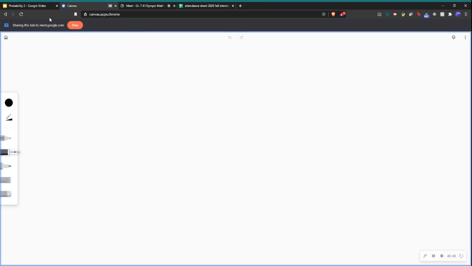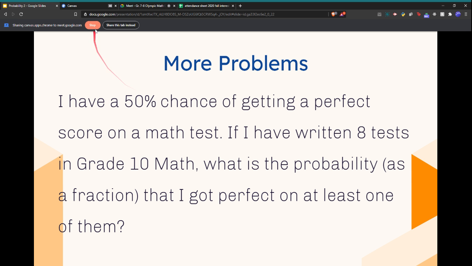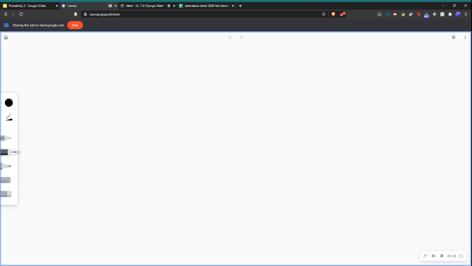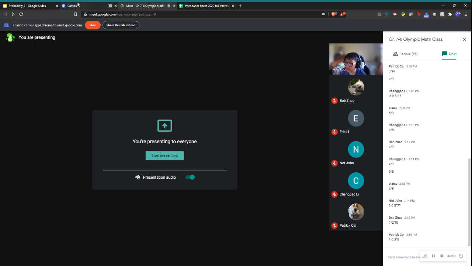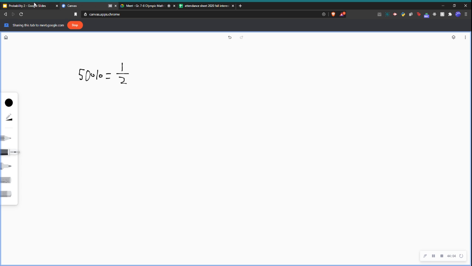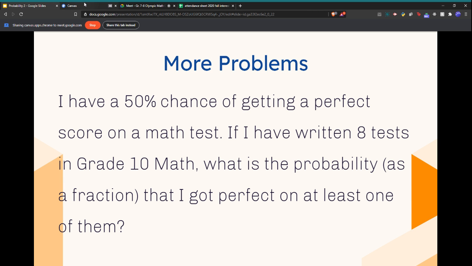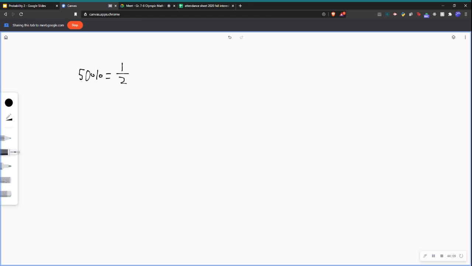All right. So the probability that I get perfect on a math test is 50%. And if we rewrite that as a fraction, it will give us 1/2. Let me just write right here. I think fractions are easier to work with than percents. Okay. So I gave you guys a hint. We're looking for the probability that I don't get perfect on any of the tests. All right, so this is the probability that I get perfect on a test. So probability of, let's just say A or something. Say A just represents perfect on a test.